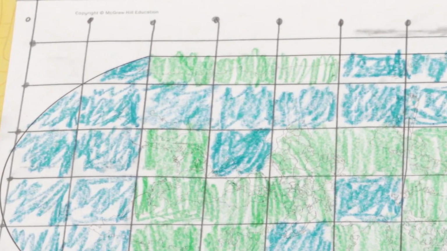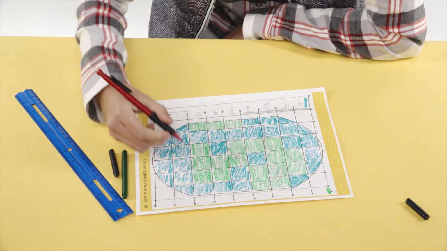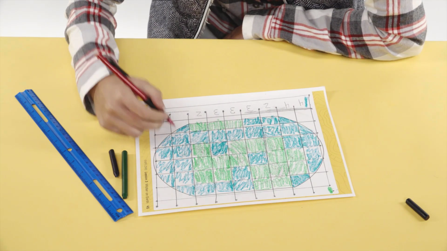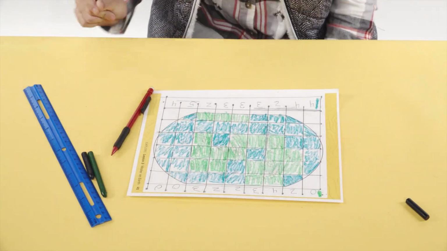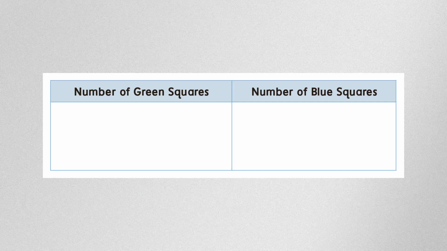Look carefully at the squares that are only partly colored blue or green. These are the squares near the edges of your map. If you color half or more of the square, then include it in your count. Now count the number of green squares and blue squares. Record your answers in your data table. When you finish, select Continue.